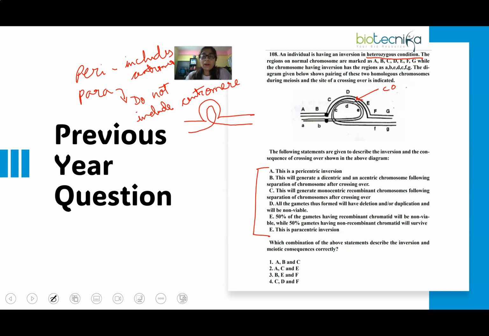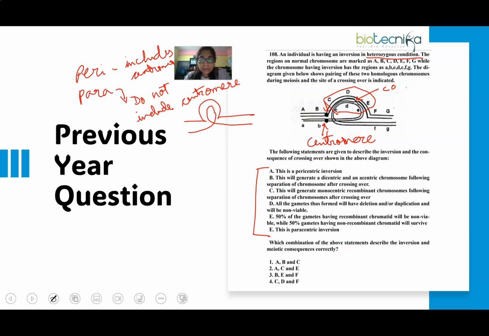So for that, how will you find it? I told you that a cross loop will be formed. Whatever genes are coming within that loop are the ones which have got inverted. Now you can clearly see that these black dots are the centromere. Are these black dots coming within the loop? No, they are outside the loop, right? So within the loop, which gene segments are there? C, D and E. This is the segment which has got inverted, and it does not include the centromere.